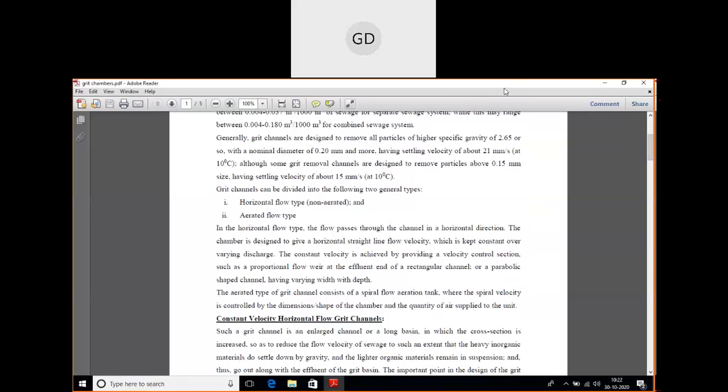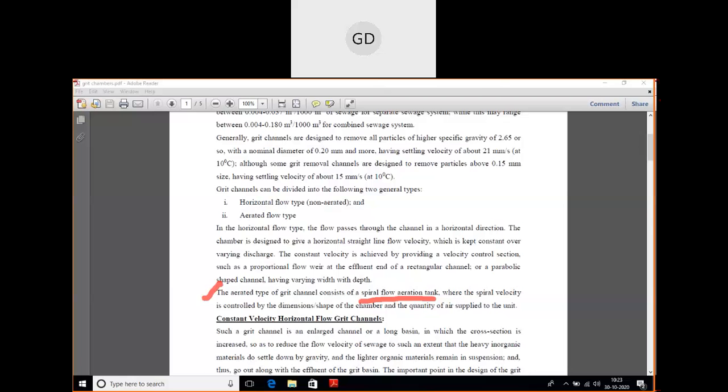And one is the aerated type of grit channel. The aerated type of grit channel consists of a spiral flow aeration tank, where the spiral velocity is controlled by the shape of the chamber and the quantity of air supplied to the unit. So in the aerated type of grit chamber, air is supplied, and with the help of air, the grit, sand or debris are removed. So one is the horizontal flow type of grit chamber, and the other is the aerated type, which consists of a spiral flow aeration tank.